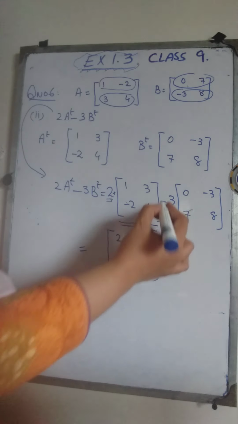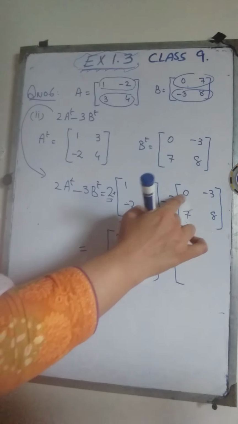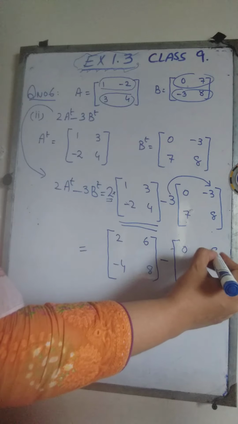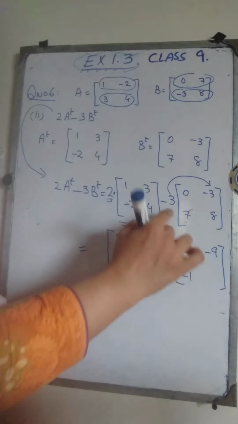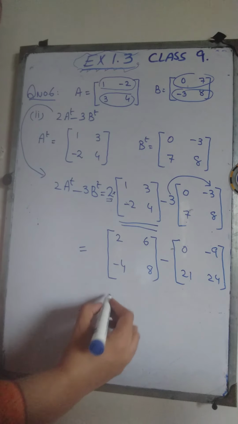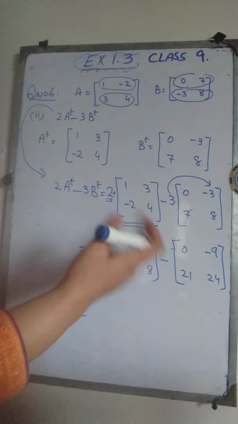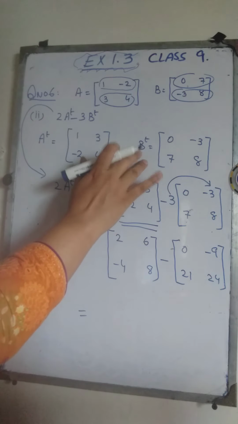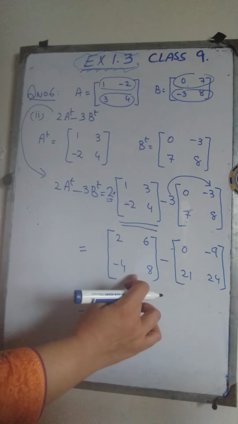This is 2 times A transpose. Minus 3 into this B transpose will be 3 into 0, 0, 3 into negative 3 will be negative 9, 3 into 7 will be 21, 3 into 8 will be 24. Okay, so we are repeating the same things again and again in all these questions. Scalar multiplication, addition, subtraction, that is all we have. And here we just did something change, that was the transpose of A and B. Okay, now we have to subtract this matrix from this.